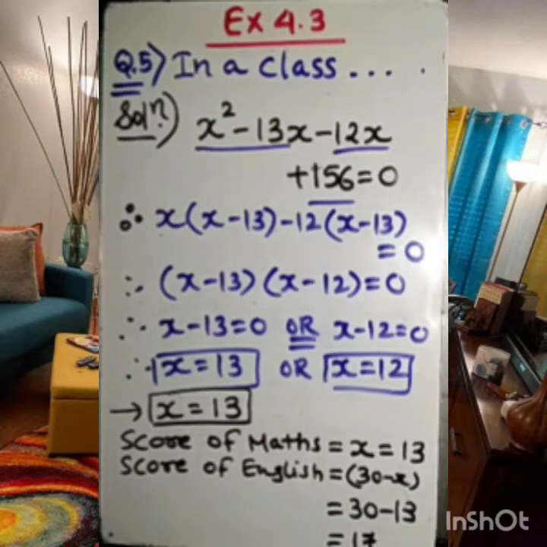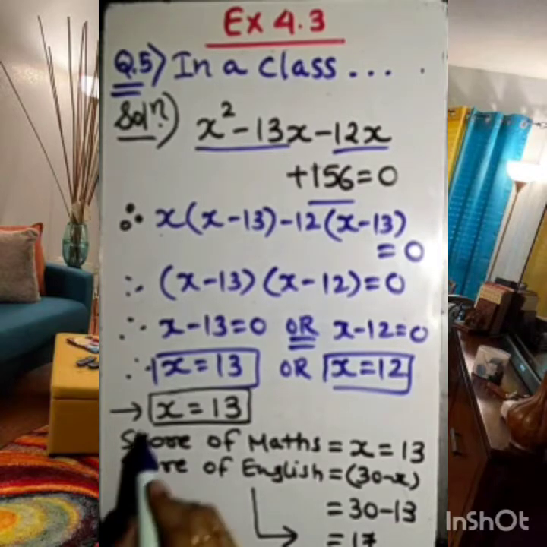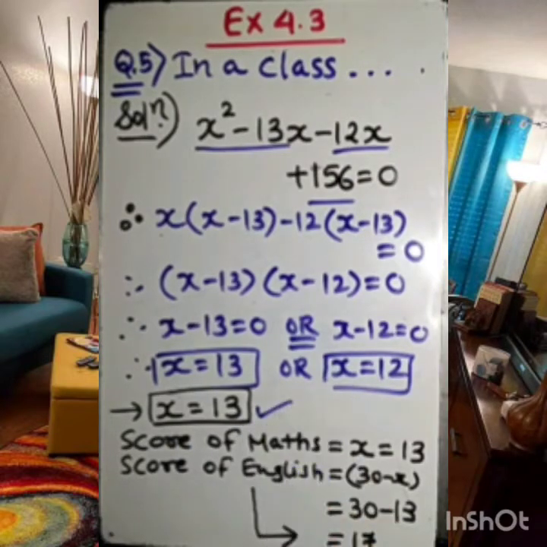So my dear student, when the score of maths is 13, at that time the score of English will be 17. This is the first case. If X equal to 13, for this value we will have these marks. Okay. Now let's work out for X equal to 12.